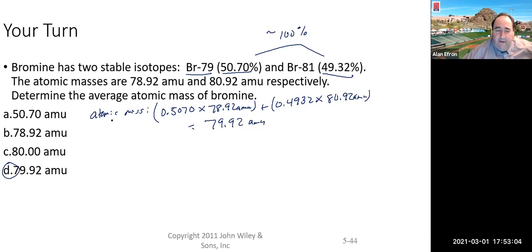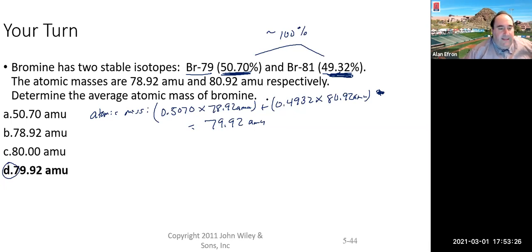Again, if you had more than 2, you would just continue this pattern and add at the end, the same sort of process. And in these sorts of problems, always make sure you're not missing a percentage anywhere, and make sure that all the percentages add up to about 100%. Any questions on that?